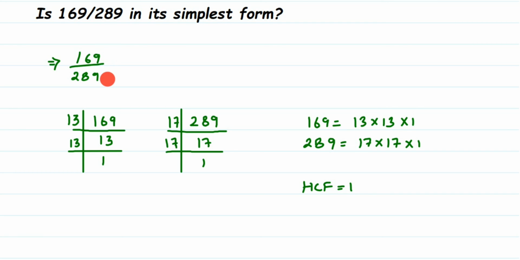Which means this fraction is in simplest form. We cannot reduce this further. That's it. And if you know cancellation, if you try to cancel these numbers, we cannot cancel them because there's no common factor here. These two numbers don't go in any one single table.